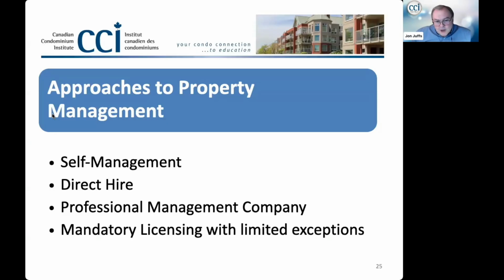But it's not a requirement of the act. Some corporations are able to manage themselves quite aptly and quite succinctly. And so that comes with its challenges. You've got to meet all these deadlines and make sure proper notice is given and things like that.